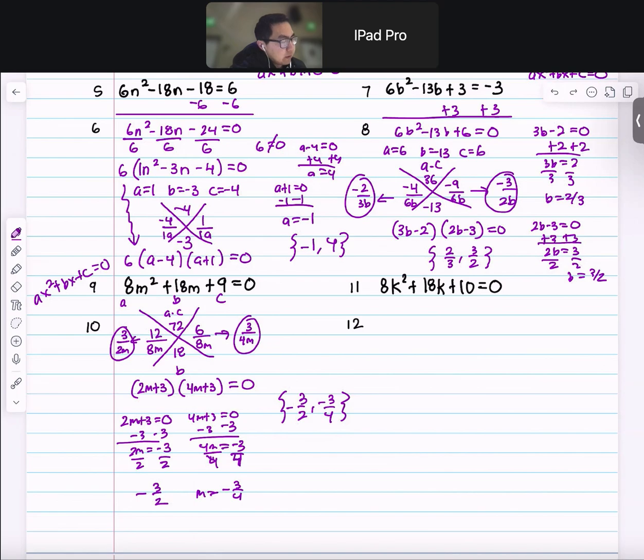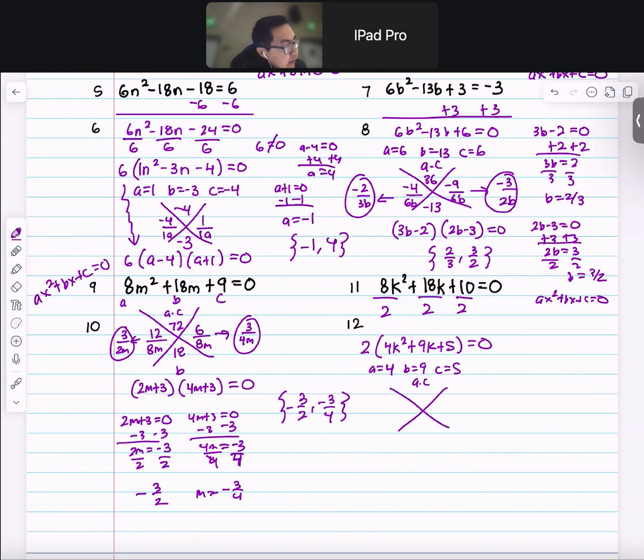Okay, number 11. So it's already in the form of ax squared plus bx plus c equals 0. I can factor out a 2 from each of them: 4k squared plus 9k plus 5. I have a brand new batch of a, b, and c, and now we can do the X method. A times c up top, b on the bottom. 4 times 5 is 20, on the bottom is 9. So what two numbers multiply to 20, but when added give you 9? That would be 5 and 4.